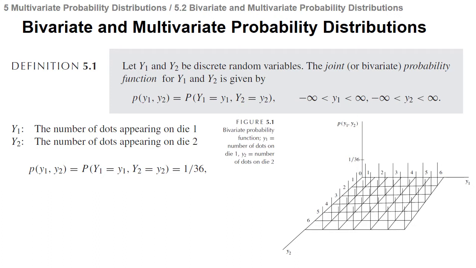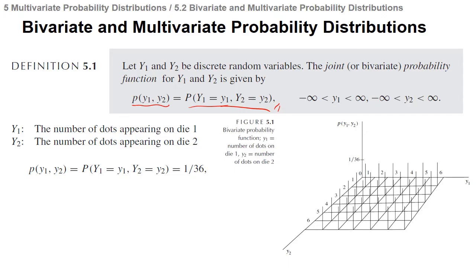Let's look at definition 5.1. Let y1 and y2 be discrete random variables. The joint probability function for y1 and y2 is given by p(y1, y2), which is the probability that the random variable y1 is the value y1, and the random variable y2 is the value y2. So we can define the joint bivariate probability function like this for the discrete random variable case.